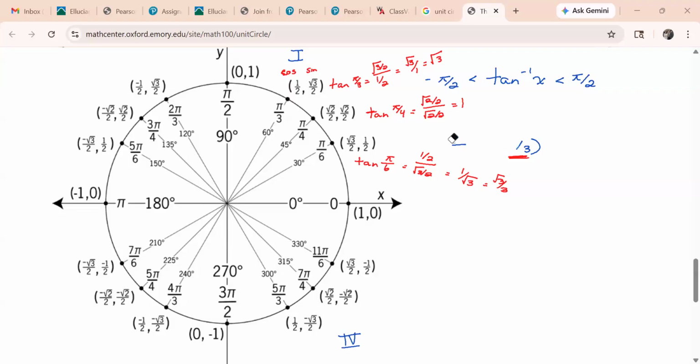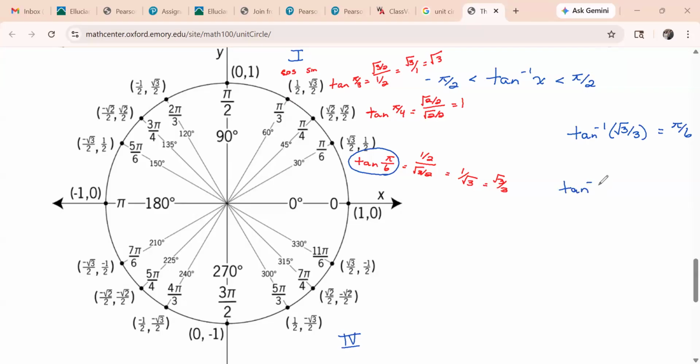So I'm going to move this part just to make it a little easier for us. So we're looking for inverse tangent of square root of 3 over 3. And we see that that happens if we are at pi over 6, only looking at quadrants 1 and 4.